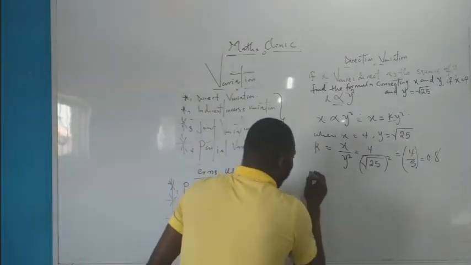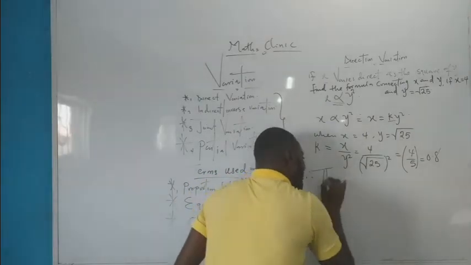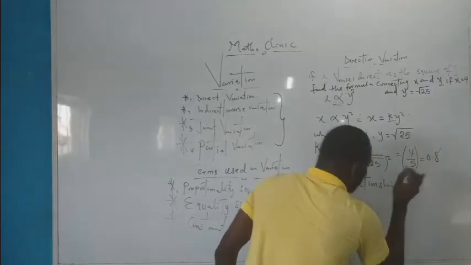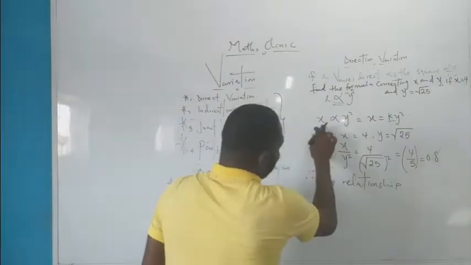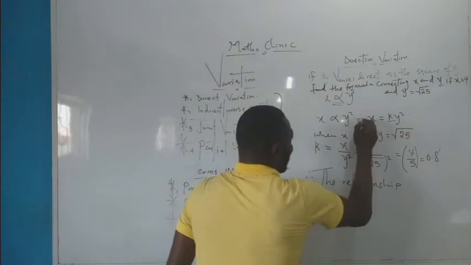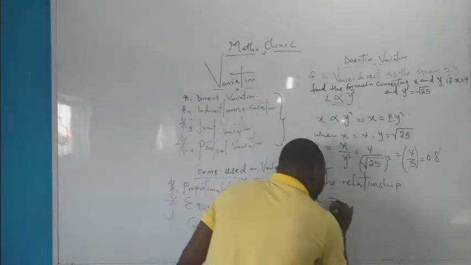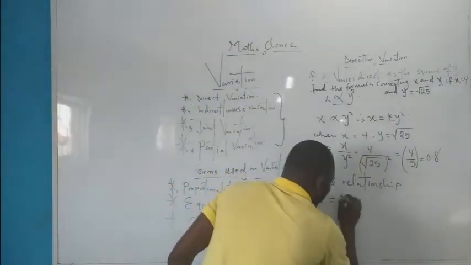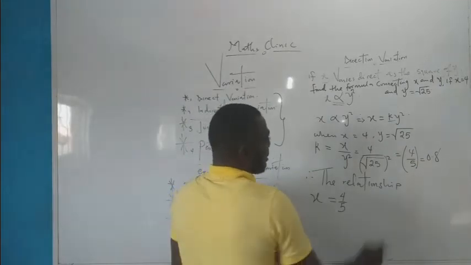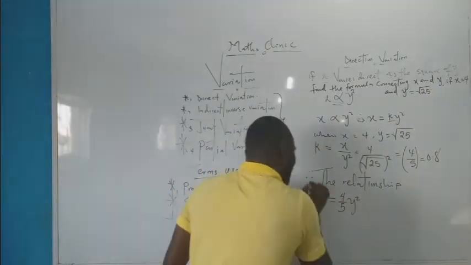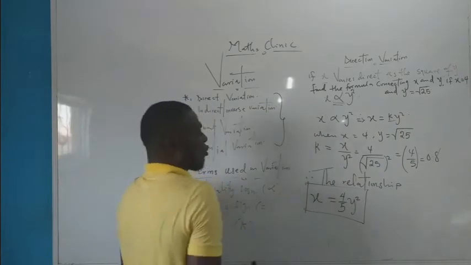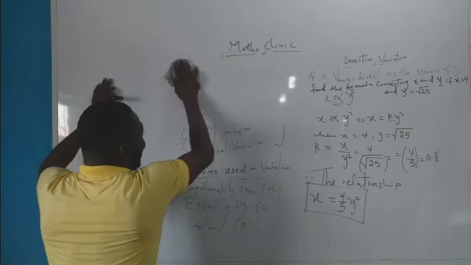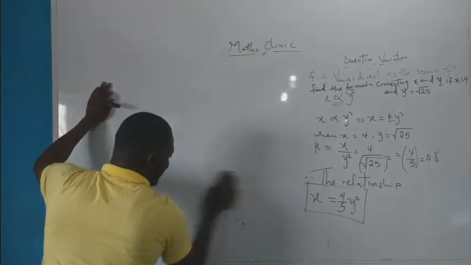So the relationship will be x equals to k, which is 4 over 5, times y squared. This is the relationship that connects x and y.